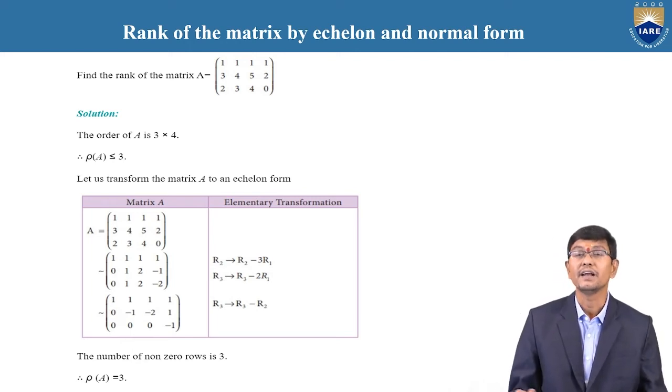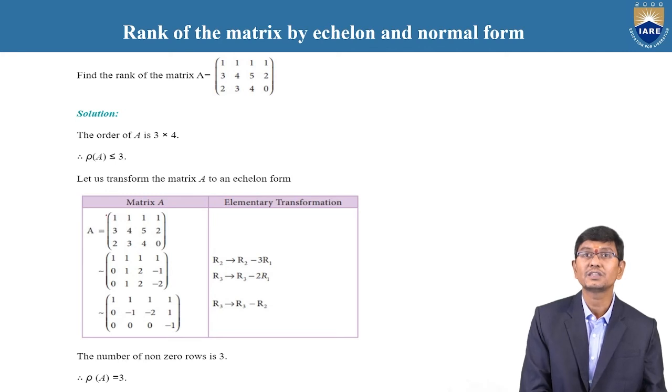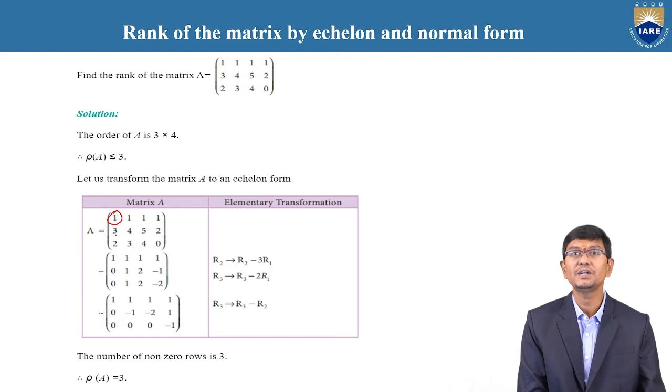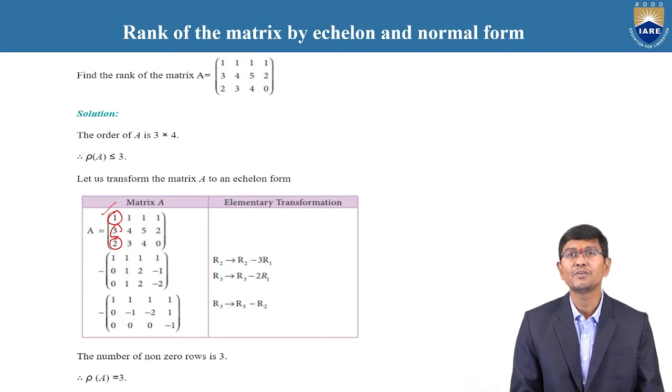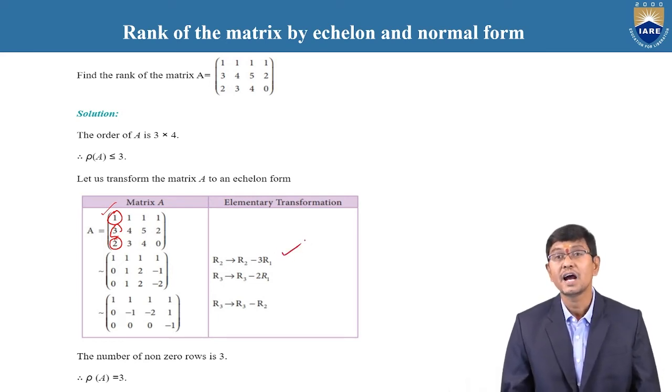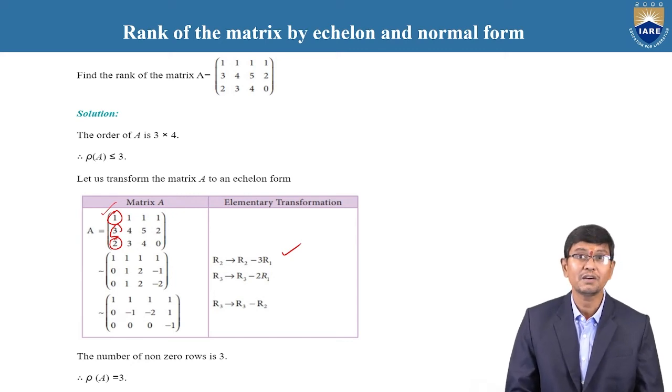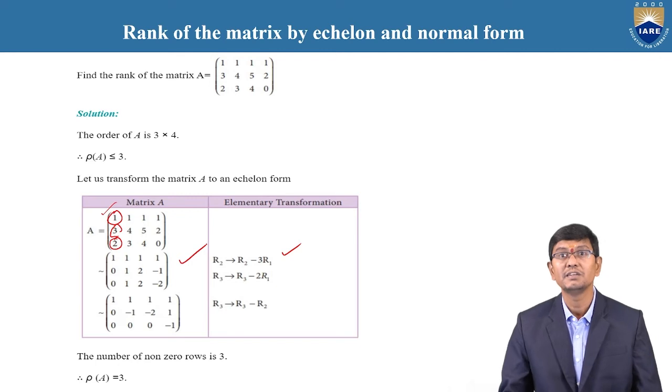Now we need to calculate. The first row, first column element is satisfied, being 1. Therefore, we need to change the 3 to 0 and the 2 to 0 with the help of the 1. Applying R2 minus 3R1 and R3 minus 2R1, the matrix is reduced with the help of the row operations, and the first row is 0, 1, 1, 1, 1.